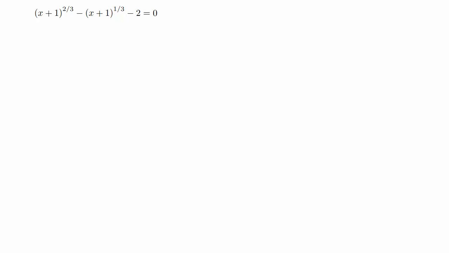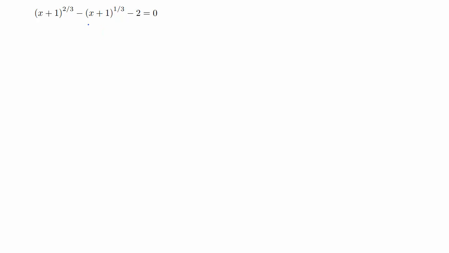Hello. In this example, we're going to solve the equation (x+1)^(2/3) - (x+1)^(1/3) - 2 = 0. To solve this, we're actually going to need to realize that this is something called quadratic in nature, because we can use a particular type of substitution to make it look like a quadratic equation.